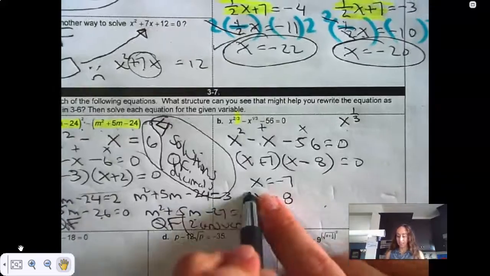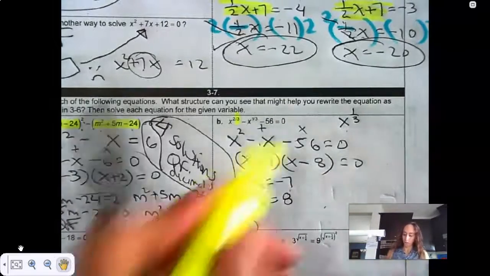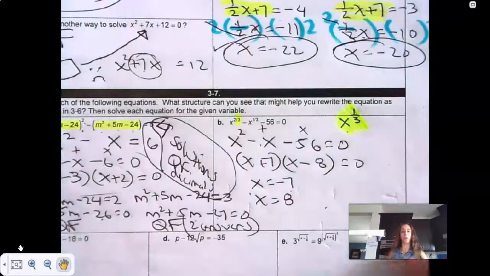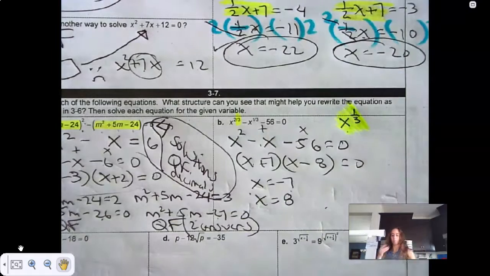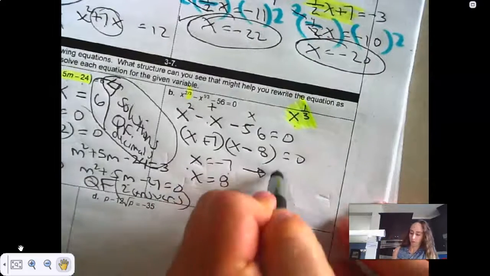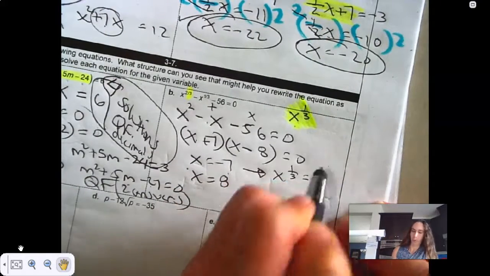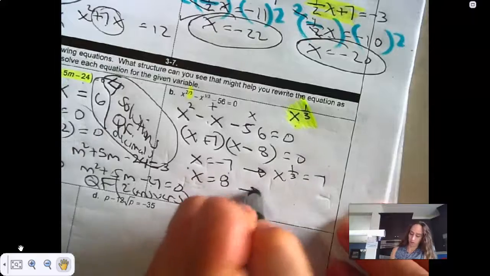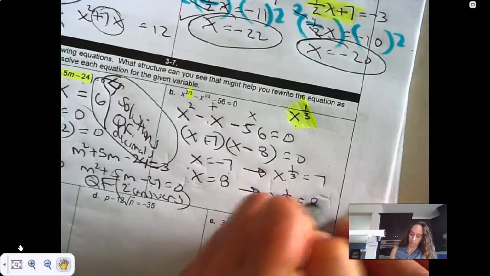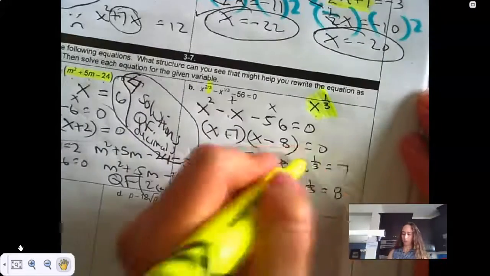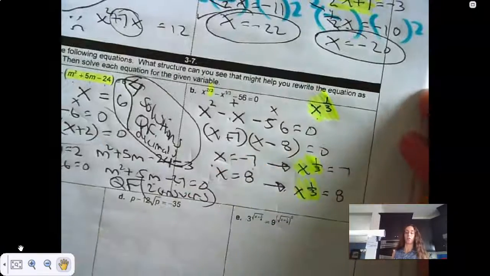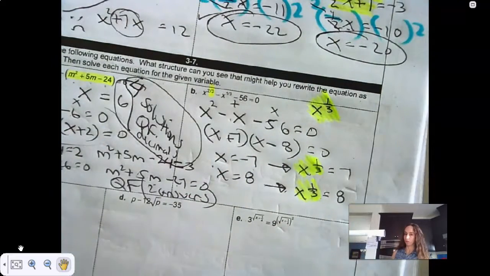But does x equal -7 or does x to the 1/3 equal -7? So now I have to rewrite this as x to the 1/3 equals -7. X to the 1/3 equals 8. Now some of you go, wow, this is really hard. I know this is actually called factoring complex equations. And complex means it's difficult.